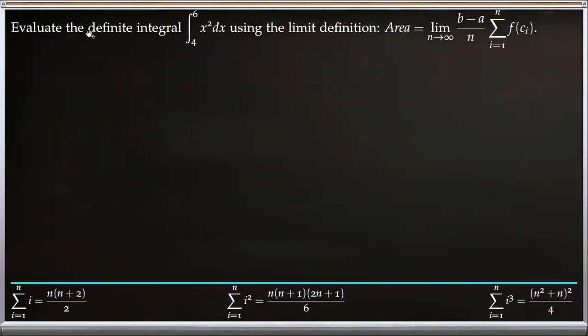So they want us to find the definite integral from 4 to 6 of x squared using the limit definition. Area equals the limit as n goes to infinity of this expression. So we want to first evaluate this expression, then find the limit.